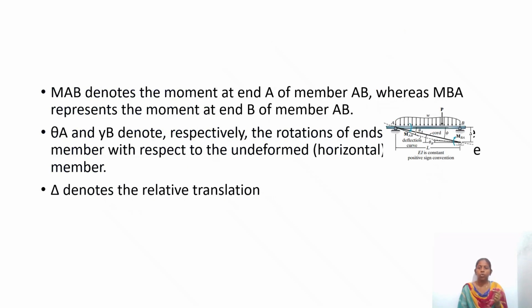conditions. So for example, if you take this structure, we have some moment AB, which is denoted as M suffix AB. Here M suffix BA, from B to A, is denoted as MBA, and from A to B the moment is denoted as MAB. Theta A is the rotation at A, and theta B is the rotation at B, and delta, in any case if the support sinks by a delta amount, then delta will come into the picture.